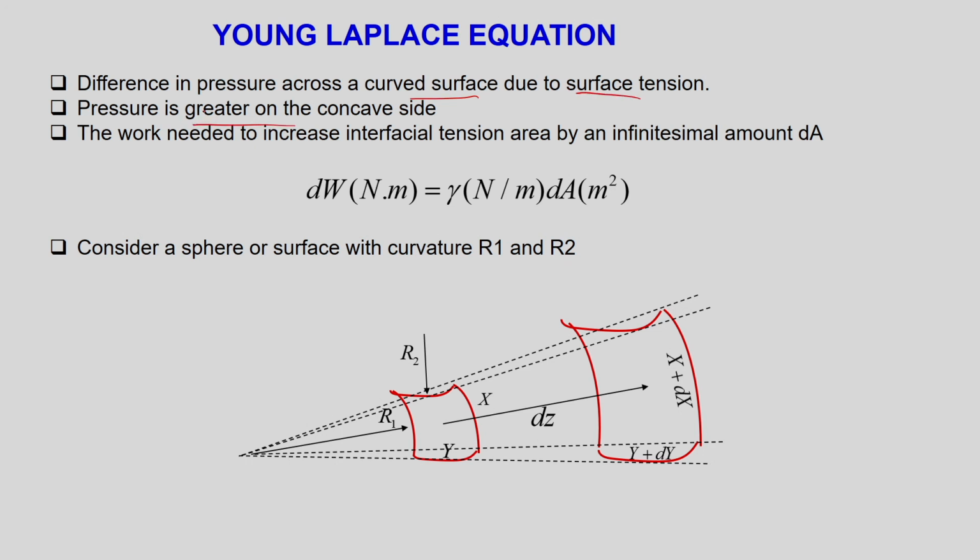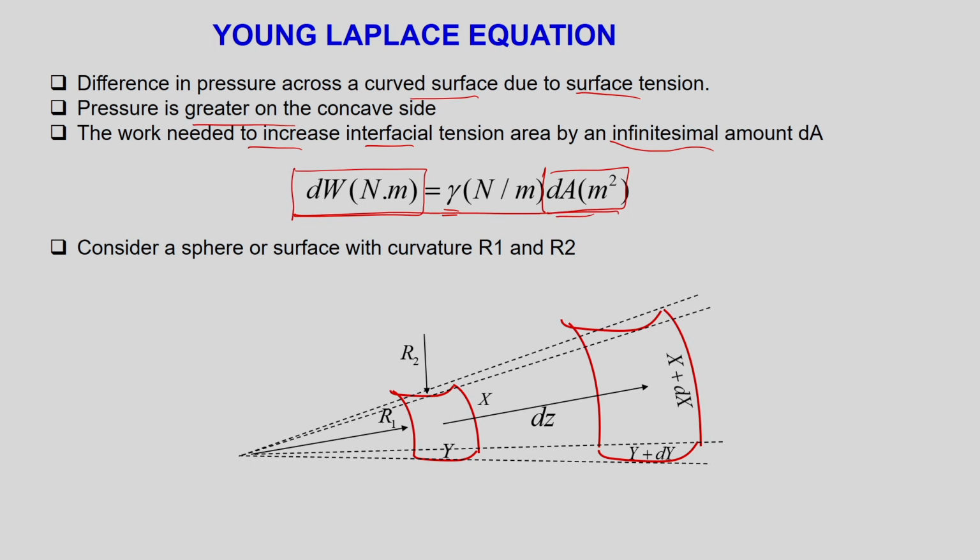The pressure is greater on the concave side. The work needed to increase interfacial tension is given by, suppose I need to increase the work. When I say I need to increase the work, what do I mean by that? It means if I want to give a certain amount of work, I want to increase the area by this much. So, the total work done will be nothing but the product of the surface tension and the total change in area.